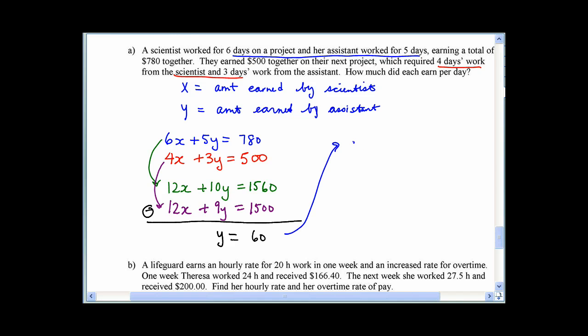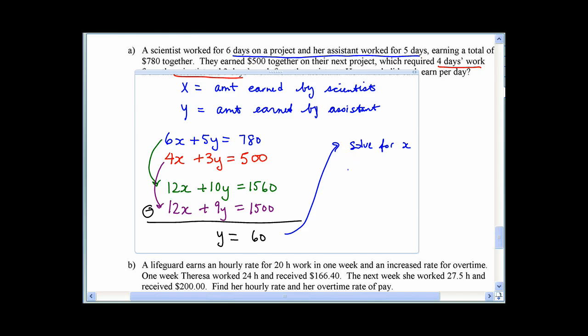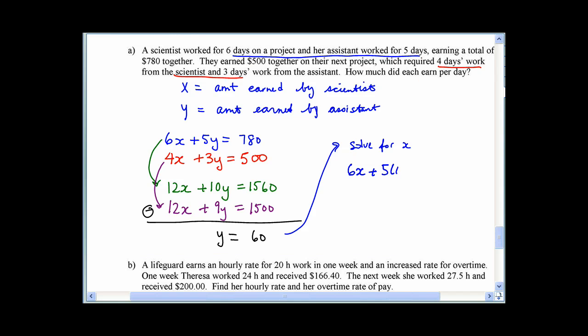So we'll solve for x. Up to you which equation you want to use. I'll use the first one, 6x plus 5 times 60 equals 780. 6x plus 300, so that's 480. X must be 80 bucks. So the scientist earns 80 while the assistant makes 60.